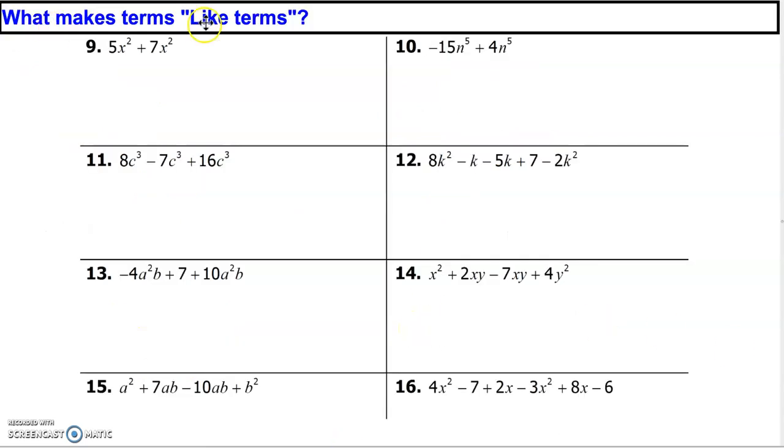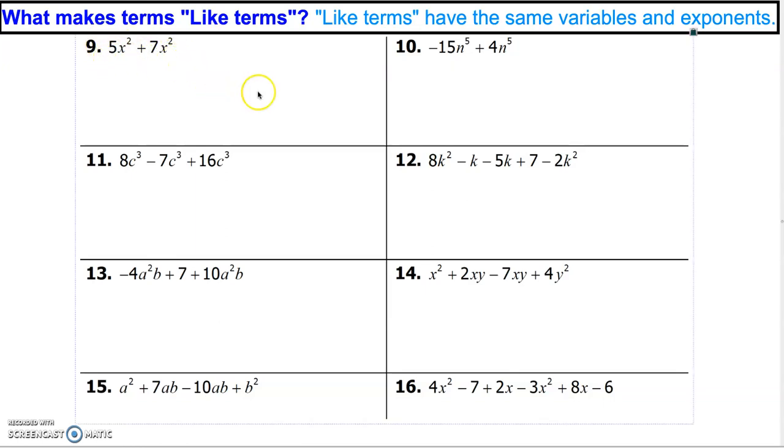So what makes terms like terms? Terms that are alike have the same variables and exponents. So in this first example, we have 5x squared plus another 7x squared. I relate this back to food. If you think about the x squared as a double patty burger, and you want to know how many double patty burgers you have, 5 of them plus 7 of them, so you have 12 of them total.